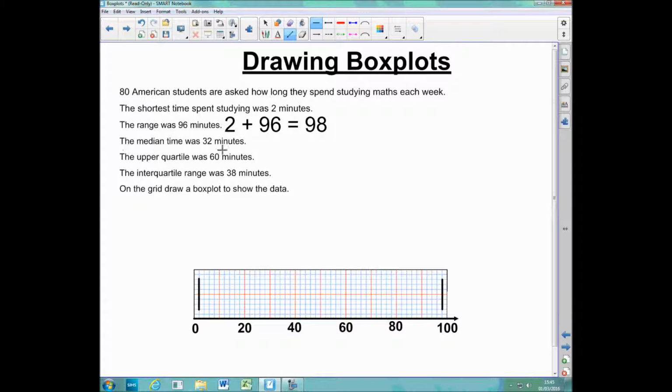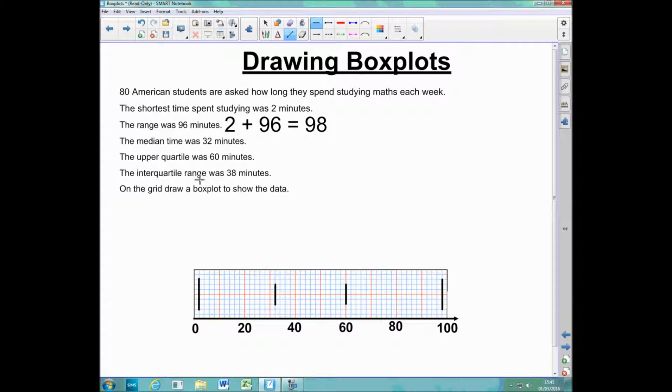Okay, so the next line says that the median time was 32 minutes. So put that on, because again, it's one of our lines on our box plot. There we go, 32. The next one, upper quartile, again, that's one of our lines on our box plot, so I'm going to put that in there. Just bear in mind that although it doesn't matter how tall these are, we're actually going to be joining up the median, upper quartile, and lower quartile up with a box. So it's probably good to make sure that these are actually the same length, the same height.